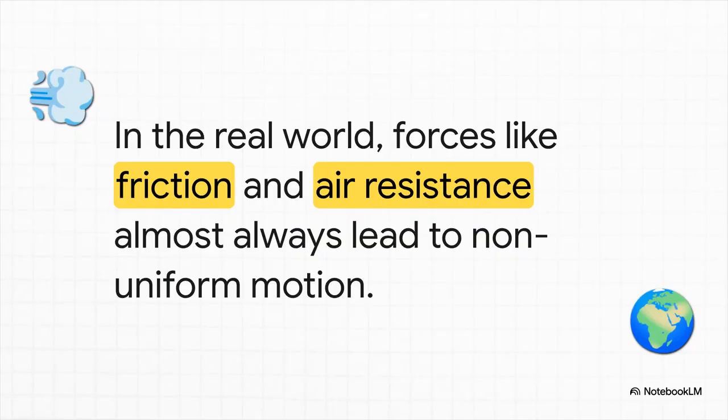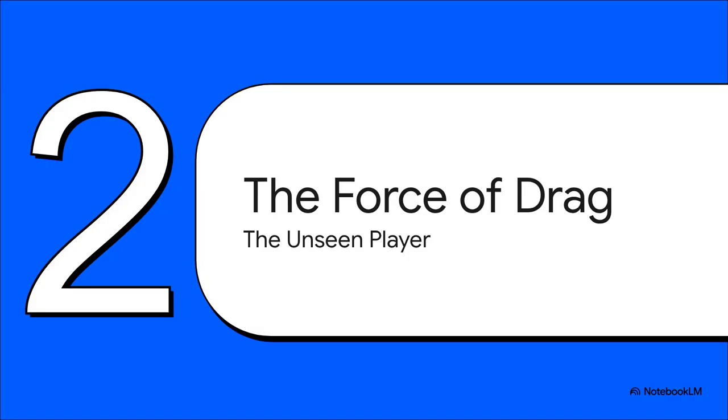In the real world, you almost never see perfect uniform motion because there are always these invisible forces pushing and pulling on things. Our skydiver isn't falling in some perfect vacuum. Nope, they're falling through the air. And that air, it pushes back. So let's talk about that pushing back. It actually has a name, and it's the secret ingredient to solving our whole mystery.